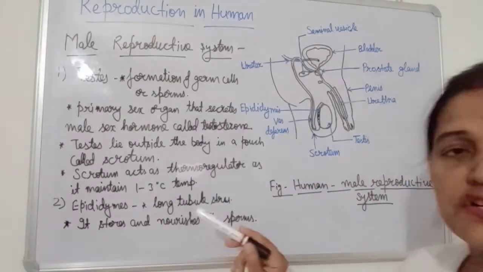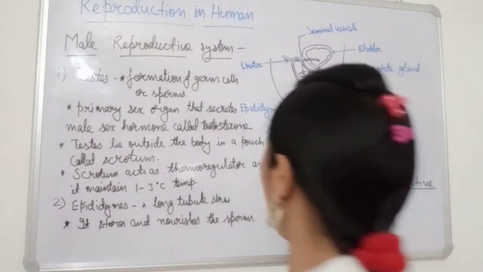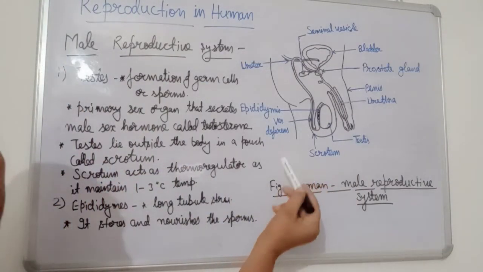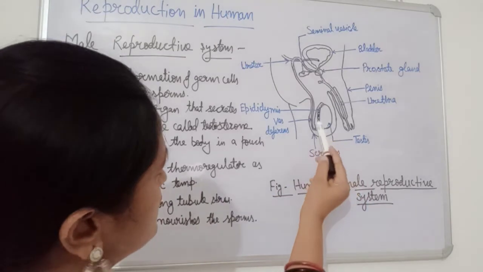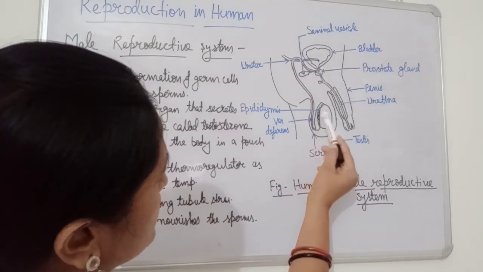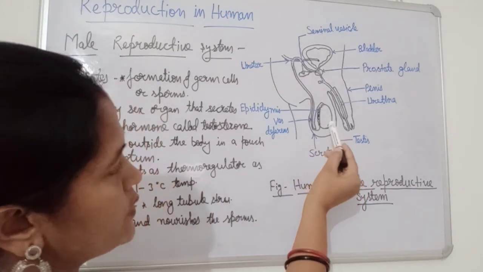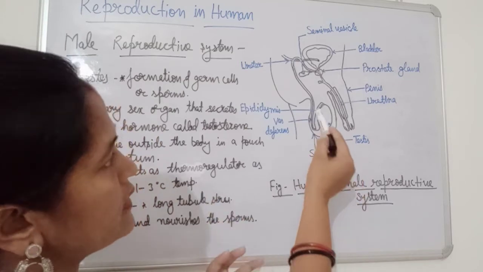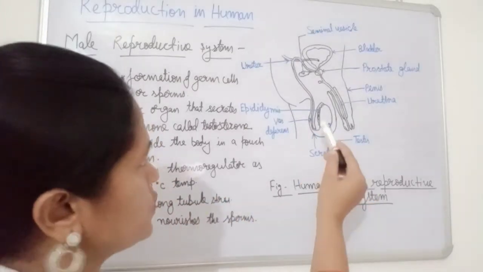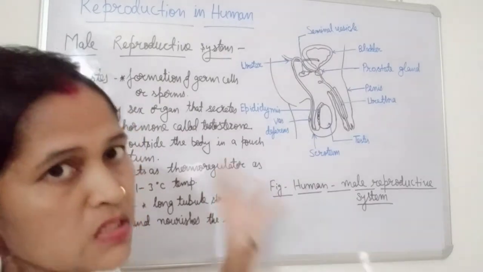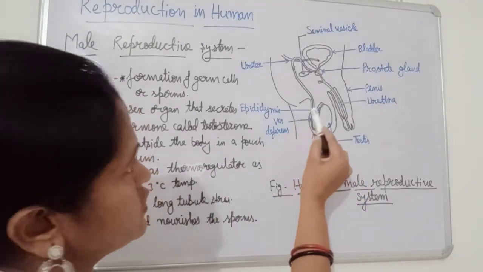What is the function of the epididymis? It stores and nourishes the sperm. You can see it clearly given here in the diagram. The sperm is formed in the testis, and after that the temporary storage and nourishment is done by this epididymis.